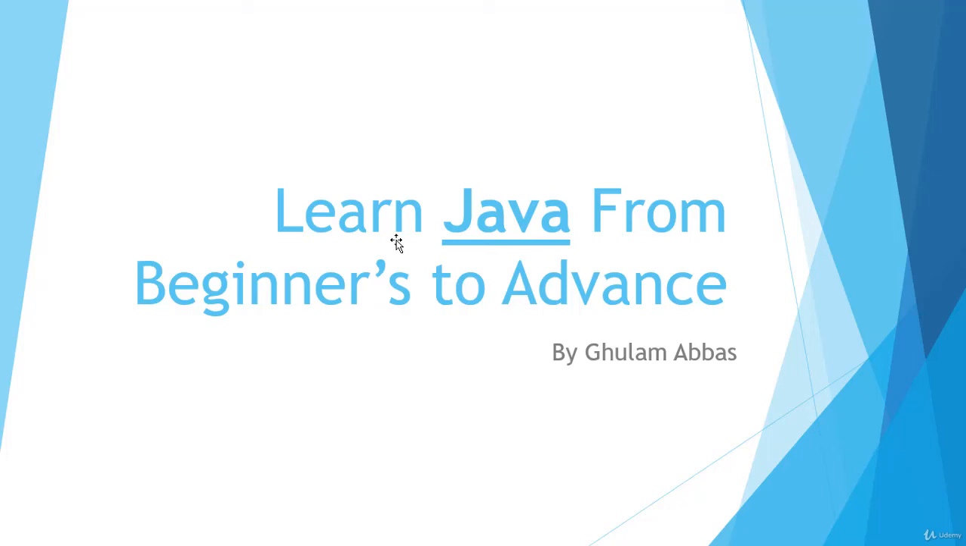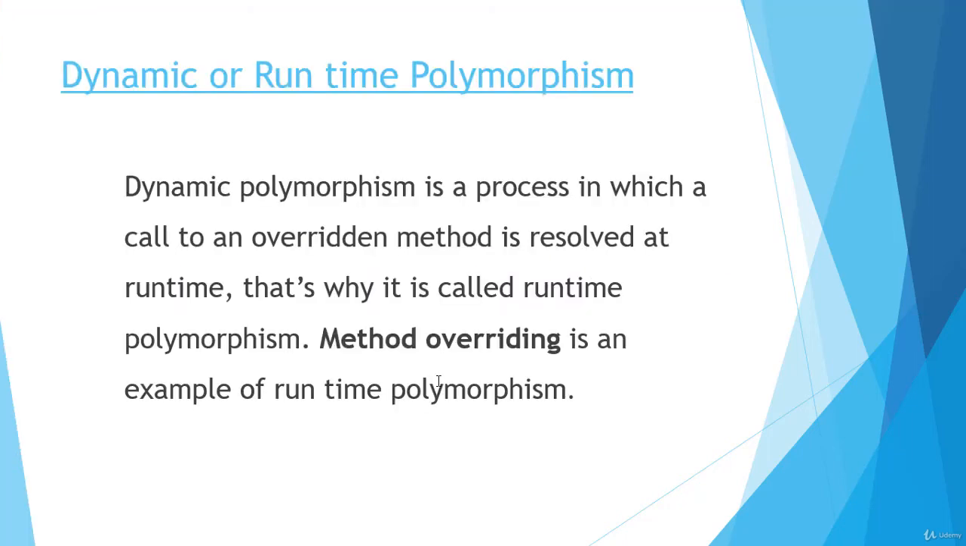Today in this video we are going to discuss dynamic polymorphism. Dynamic polymorphism is a process in which a call to an overridden method is resolved at runtime. That's why it is called runtime polymorphism. Method overriding is an example of runtime polymorphism.